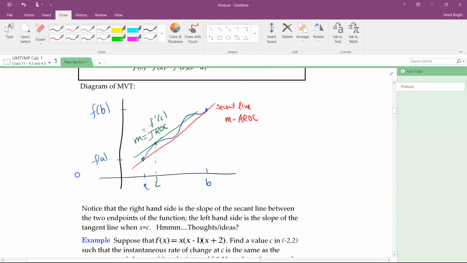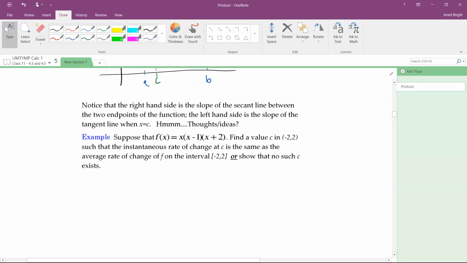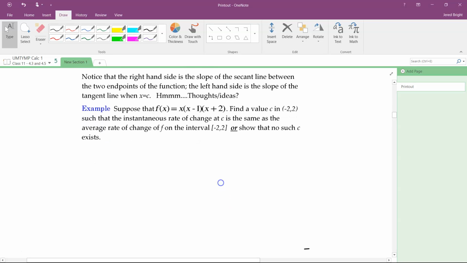Let's get some more practice with this. Okay, and so we have a function. We want to find a value c in that interval such that the instantaneous rate of change is the same as the average rate of change on that interval, or we want to show that it doesn't exist. So it might be prudent for us to write f of x in an expanded form. If we do that, we get x cubed plus x squared minus 2x. Now with this, I can start to look at what the mean value theorem would say. To do that, I would take the derivative: 3x squared plus 2x minus 2.